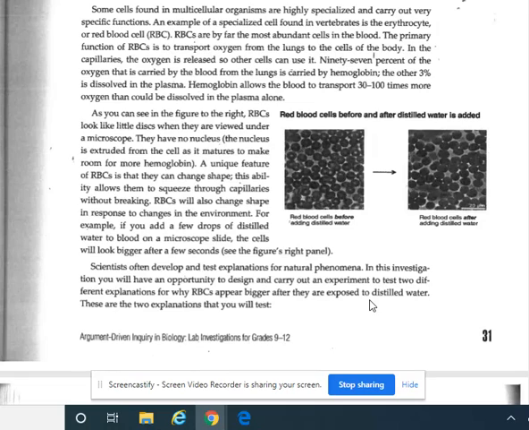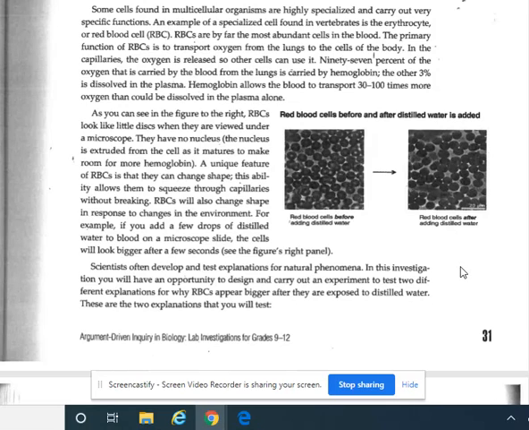For example, if you add a few drops of distilled water to blood on a microscope slide, the cells will look bigger after a few seconds. See the figure's right panel. So this picture right here. Before you add water, here's what they look like, and after, they look much larger.